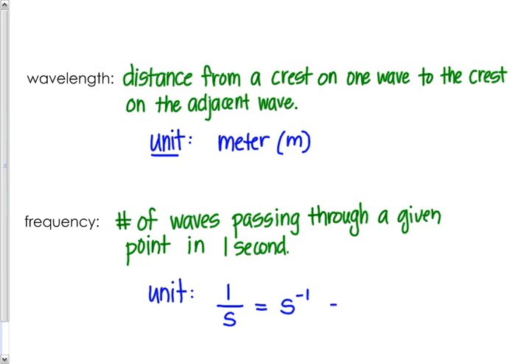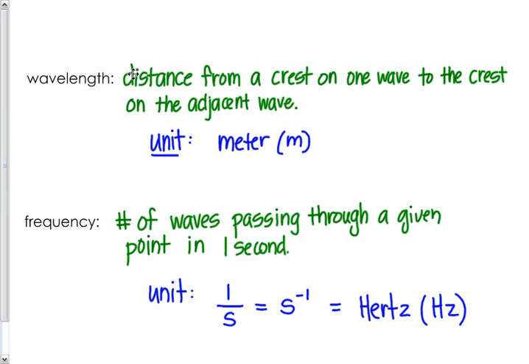Now, in science, we give this unit a special name. It is called a hertz. So oftentimes you will see it written as Hz. We might say the frequency of the wave is 1,000 hertz, but that just means 1,000 waves per second.